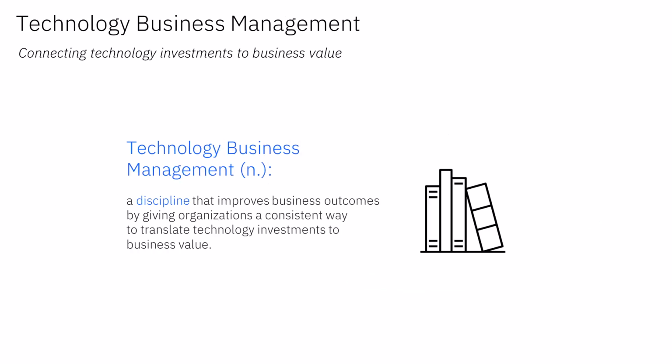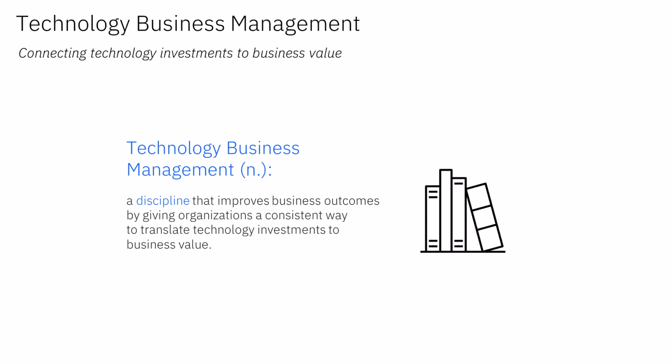How can we define what is technology business management? Well, TBM is a discipline that improves business outcomes by giving organizations a consistent way to translate technology investments to business value by helping them define the tools, processes, data, and the people that are needed to manage the business of technology. Based on a standard taxonomy that can be used by technology, finance, and business leaders, TBM enables organizations to react quickly to changing market dynamics, make data-driven decisions, and align organizations around a common business objective.